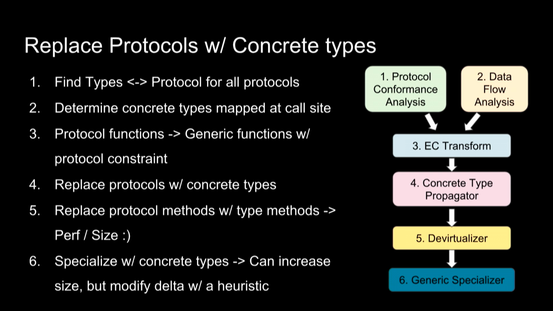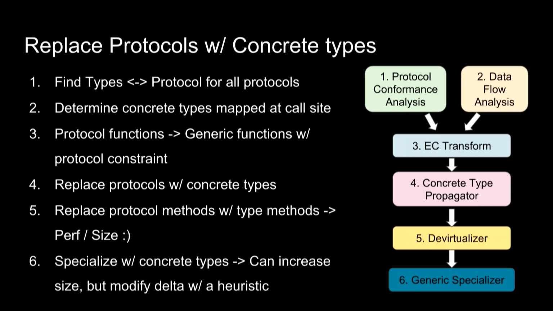So what are the actual steps involved in the optimization? First, it runs protocol conformance analysis, which finds all the types that conform to a protocol for each protocol. Then, using the data flow analysis, determine which concrete types map to a protocol at a given call site. Then transform a protocol function to a generic function with a protocol constraint, which will be specialized later.